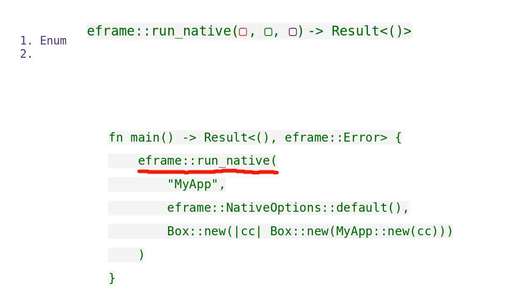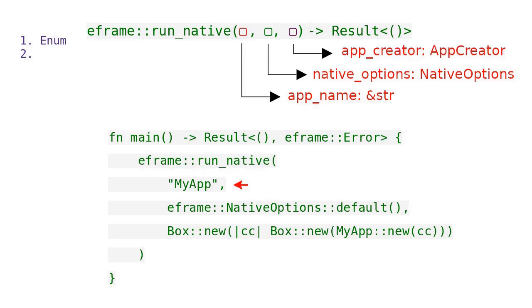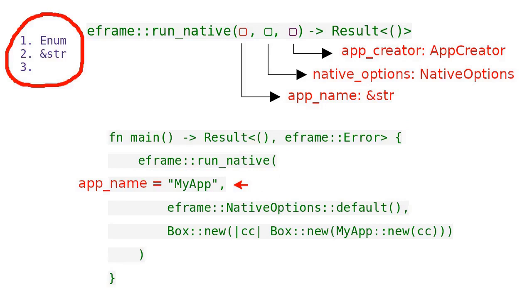Run native takes three arguments. The first one is the name of the app. The second one controls the behavior of a native window. The third one creates the app. This is the name of our app. Please note the type of the argument variable.